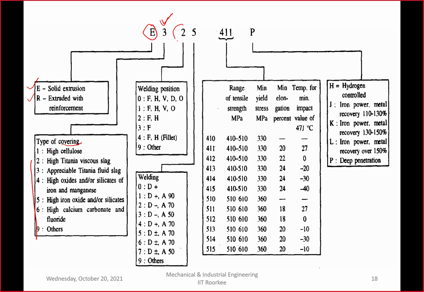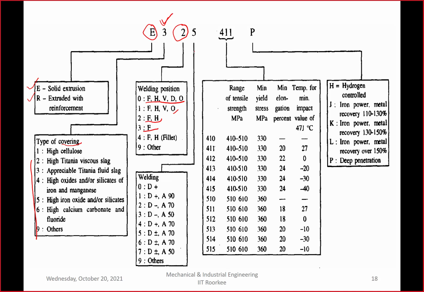The second number indicates the welding position. Like say 0 is for the electrode suitable for all the welding positions. When the electrode is given 0 as the second digit, it means it suits all positions. When it is 1, it suits a certain set of positions. 2 means it is suitable for flat and horizontal positions. 3 is only for the flat position.